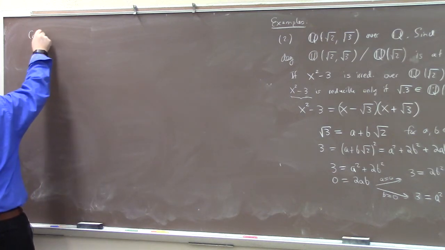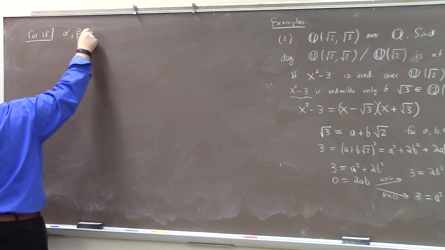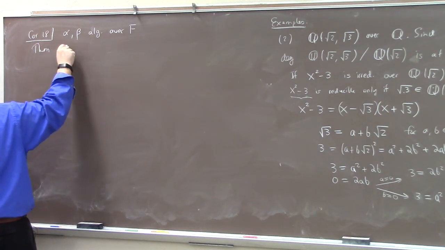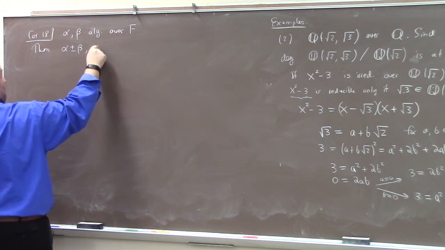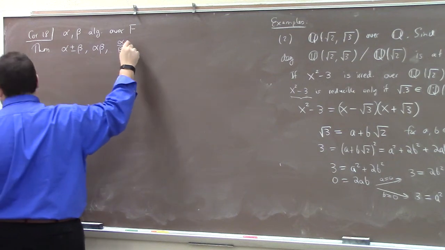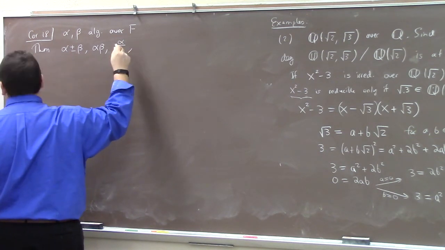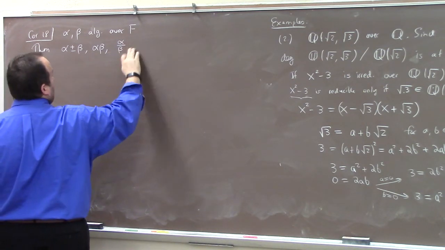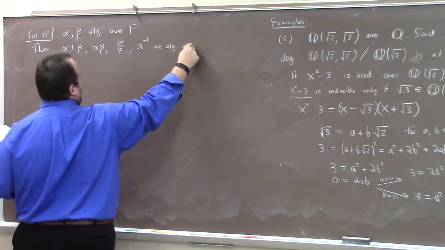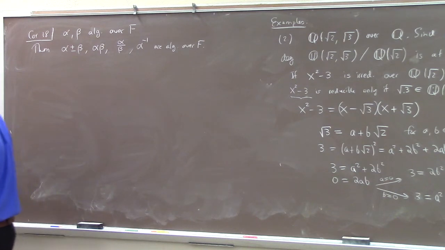Corollary 18. Alpha, beta algebraic over F. Then alpha plus or minus beta, alpha beta, and alpha over beta, and, well, alpha inverse, I'll throw that in for alpha not equal to 0, obviously, are algebraic over F. Alpha and beta not equal to 0, right?